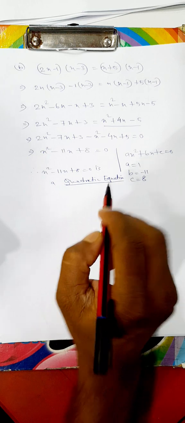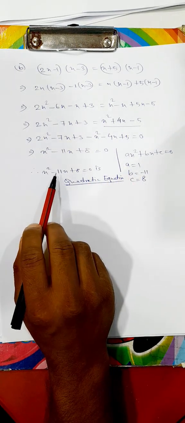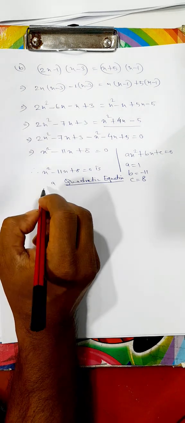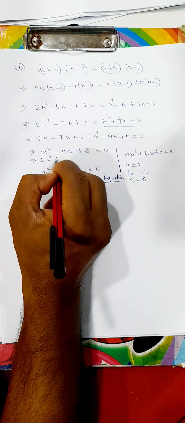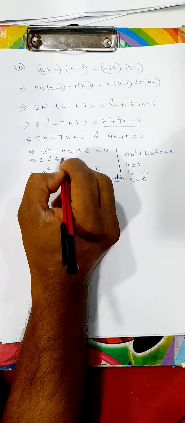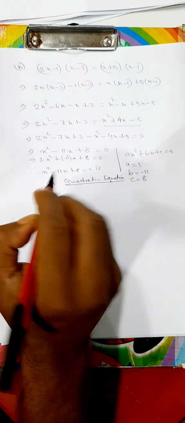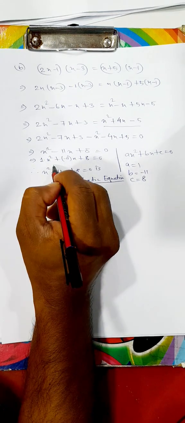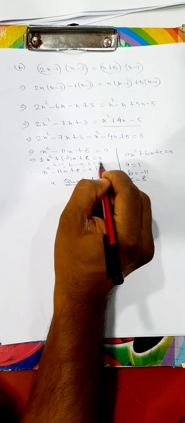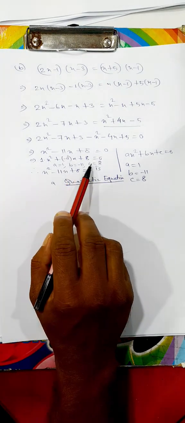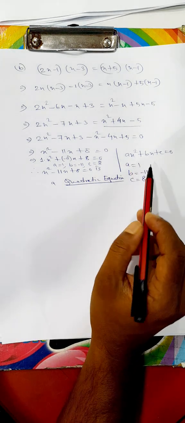Right? Since we can compare this with standard form of the quadratic equation, ax square plus bx plus c equal to 0. Right? We can write it as 1 into x square plus b x, b means here minus 11, x plus c, 8 equal to 0. Right? Here a means 1, b means minus 11, c means 8. So we can compare this equation with standard form of quadratic equation, ax square plus bx plus c equal to 0.